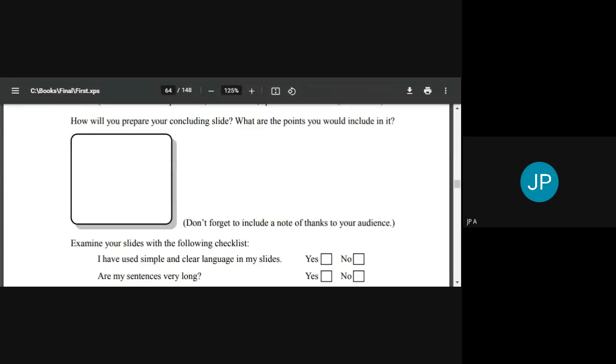So have we used clear language in our slides? Should our sentences be very long? No, because long sentences are only for textbooks. This is not a textbook.